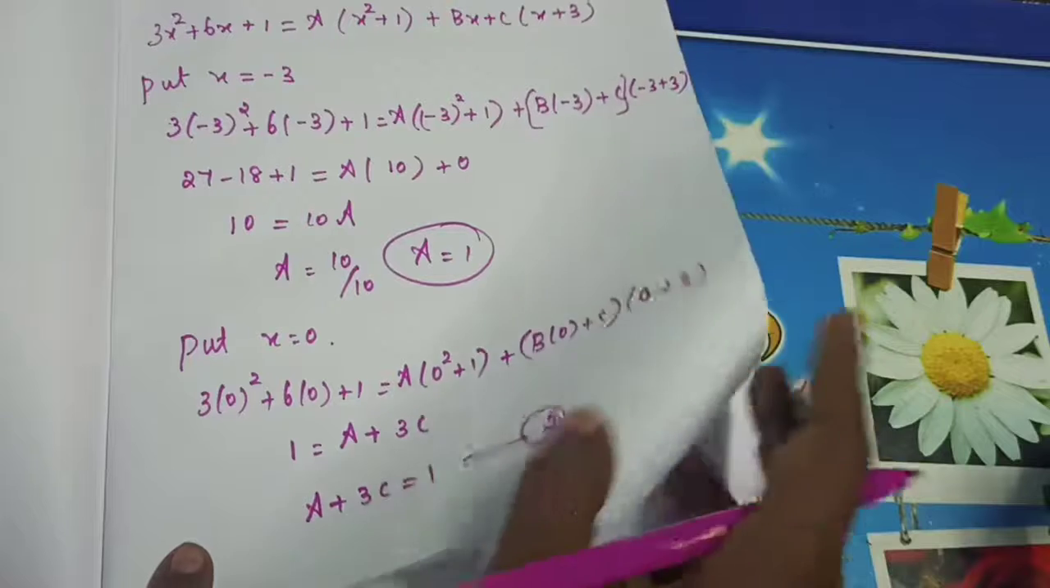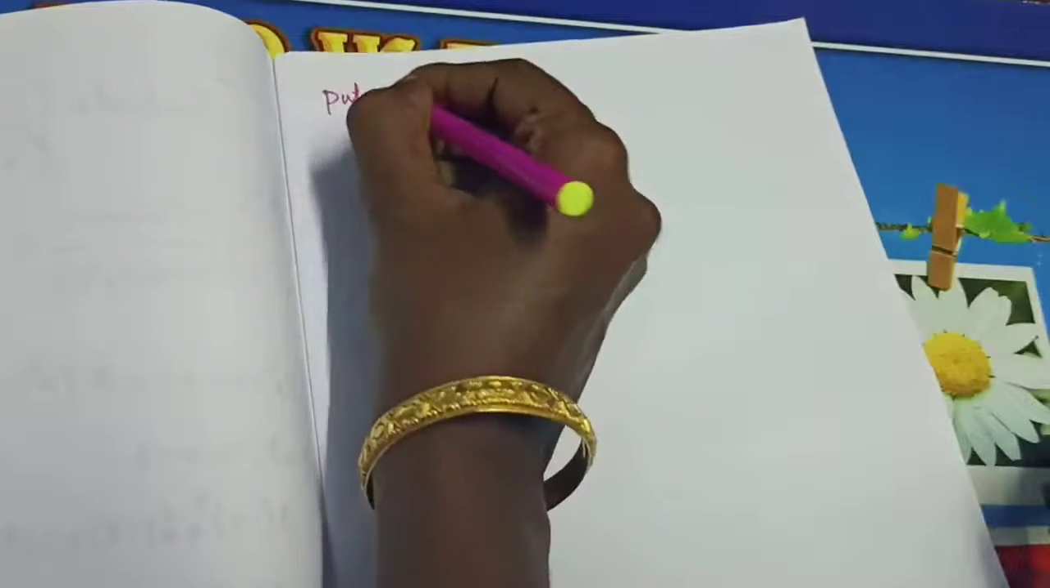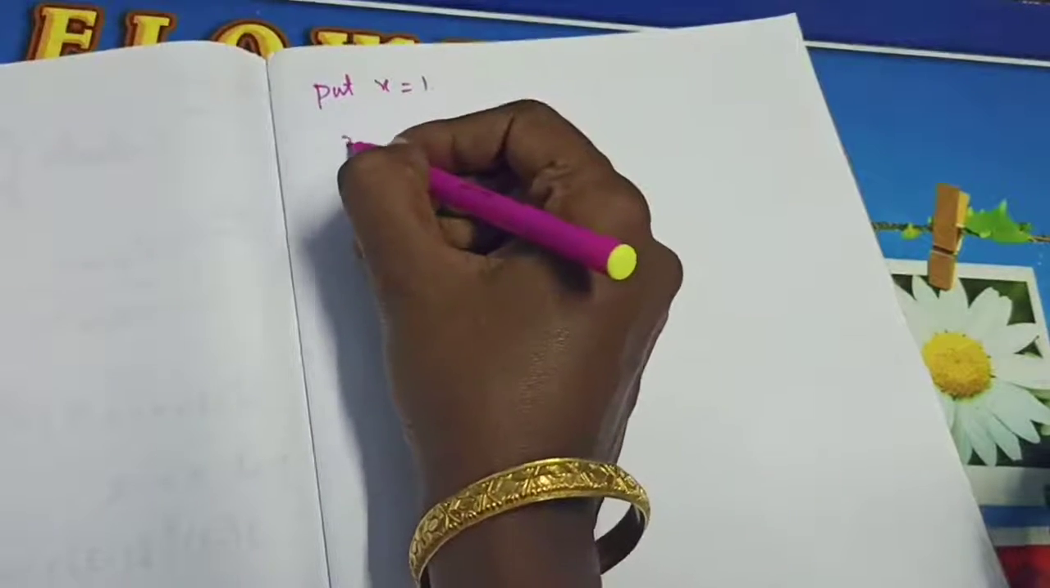Understand? Next we will form another equation. This you have learned in the last year. Okay. So next, another value we will put. Any small value we can take. Shall I take x equal to 1? Put x equal to 1. Substitute x equal to 1.